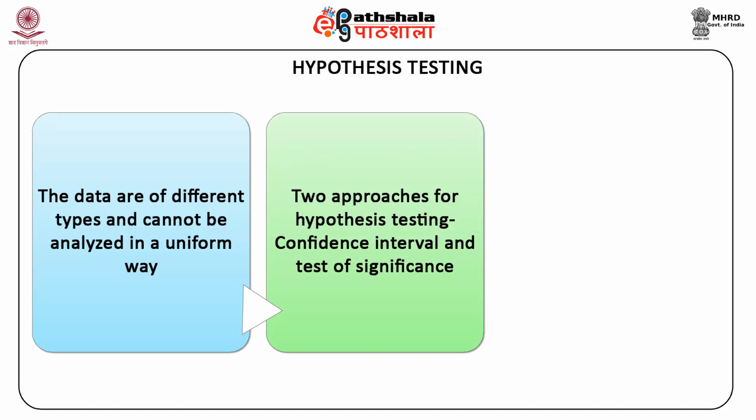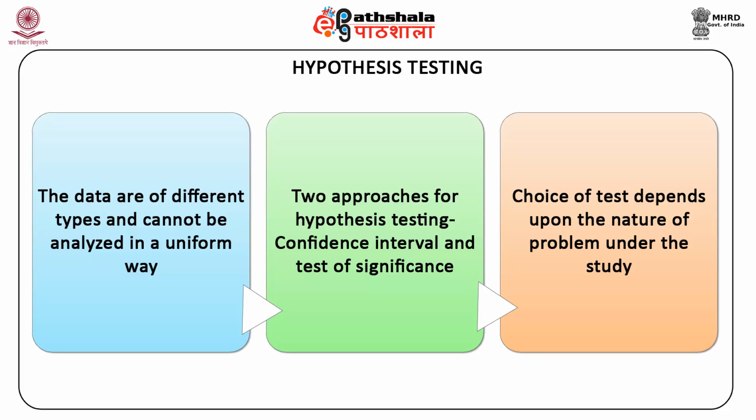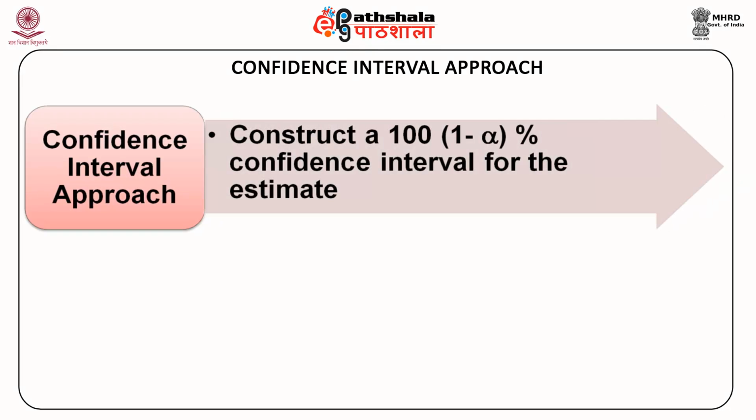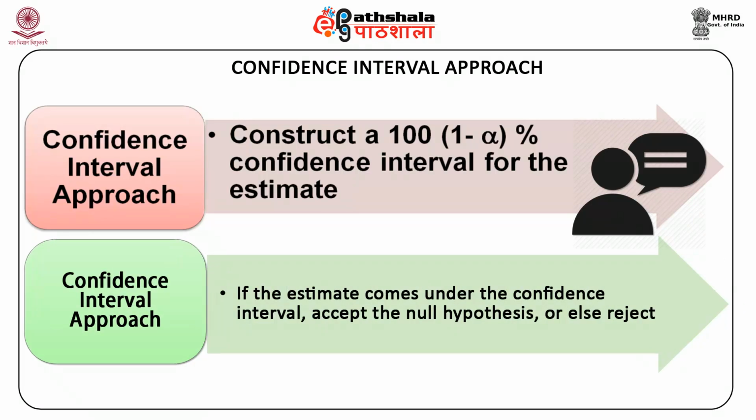There are two approaches for hypothesis testing: confidence interval and test of significance. There are different statistical tests for hypothesis testing. The choice of test depends upon the nature of the problem under study, the power of the test, the sampling method, etc. First, we shall understand the confidence interval approach. For the purpose, construct a 100 times (1 minus alpha) percent confidence interval for the estimate. If the estimate comes under the confidence interval, accept the null hypothesis. The finding is statistically insignificant. And if it falls outside the interval, one should reject the null hypothesis.